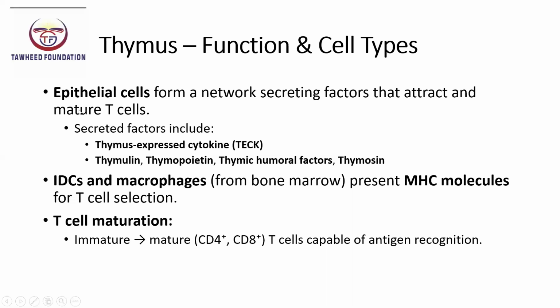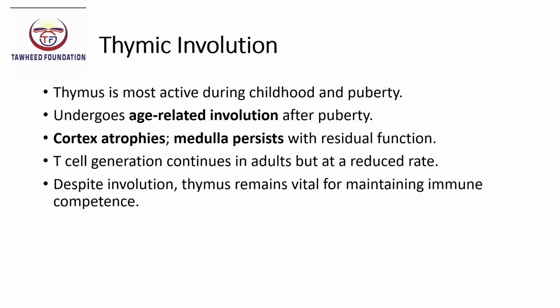So, epithelial cells form a network secreting factors that attract and mature T cells. Secreted factors include thymus expressed chemokine, that is TECK, thymulin, thymopoietin, thymic humoral factor, and thymosin. So these thymic hormones are secreted. IDCs and macrophages from bone marrow present MHC molecules for T cell selection and maturation, first immature and then mature CD4 plus, that is helper, and CD8 plus, that is cytotoxic T cells capable of antigen recognition.